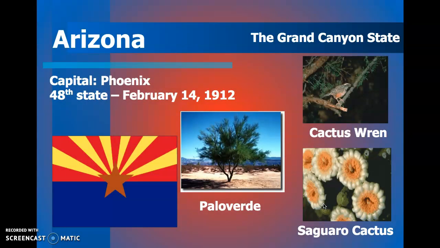Next one is Arizona, the Grand Canyon state. Capital is Phoenix. It's the 48th state, founded on Valentine's Day, February 14th, 1912. Flag has the huge sun on it. State tree is a Palo Verde, which really isn't much of a tree. Saguaro cactus flower, which is a bloom that happens on the mighty saguaro cactus. And then the cactus wren, which lives throughout the saguaro cactus.